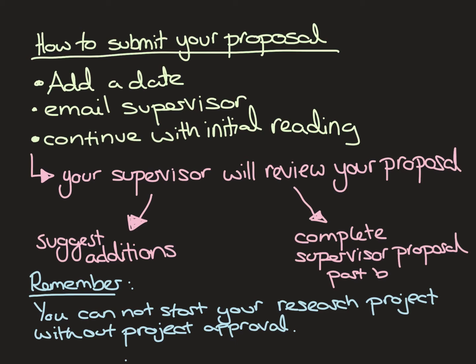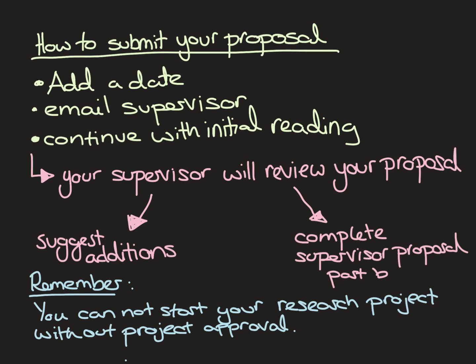Your supervisor is then going to review your project proposal Part A, and then either two things will happen. They will either suggest additions or changes or alterations to your project proposal so that it can be approved, or if they think it's in a good form already, they will go on and complete the supervisor proposal Part B, and then it will get passed on to the centre coordinator, who will complete Part C and then either approve your project or ask that you make revisions or ask that you resubmit.